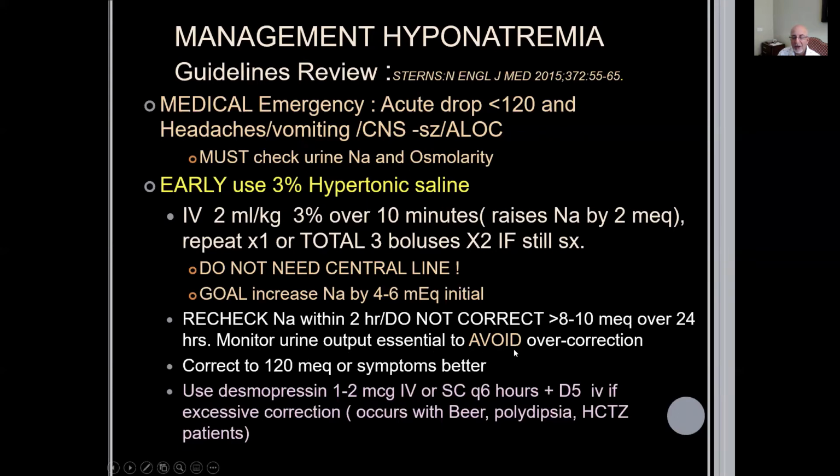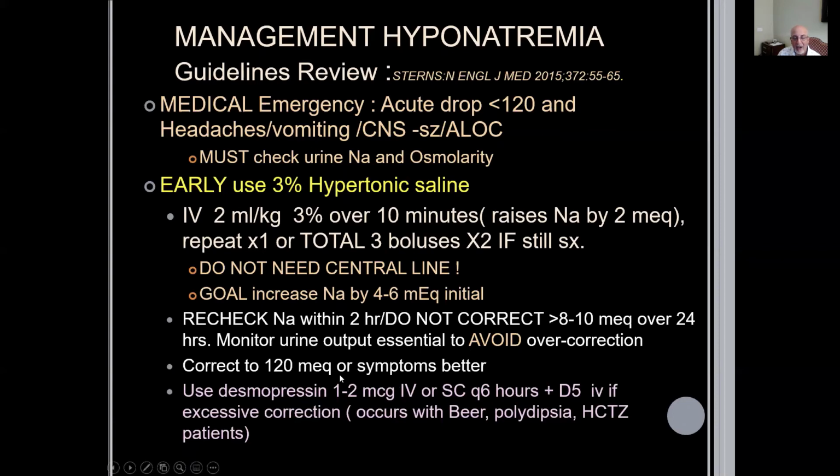If the patient cannot cooperate, I would recommend placing a Foley only for 24 hours, because that is usually the danger period. The patient's serum sodium should be corrected to 120 milliequivalents initially or until symptoms get better. Generally, increasing the serum sodium by 4 to 6 is adequate to control the patient's neurological symptoms.